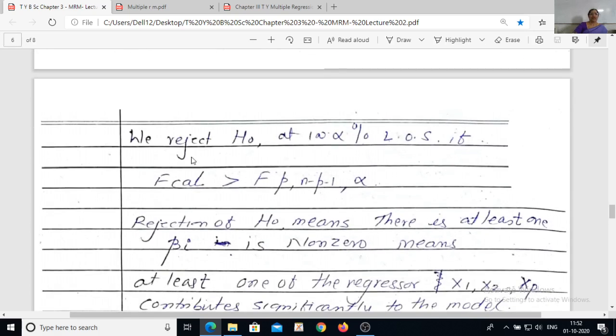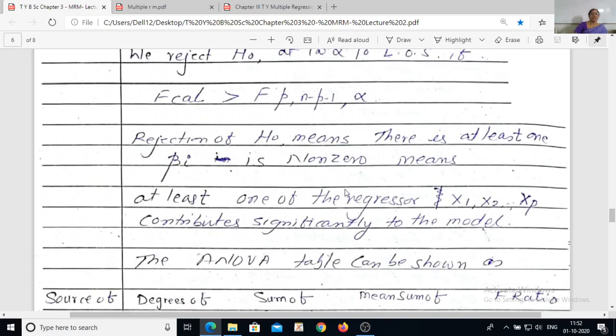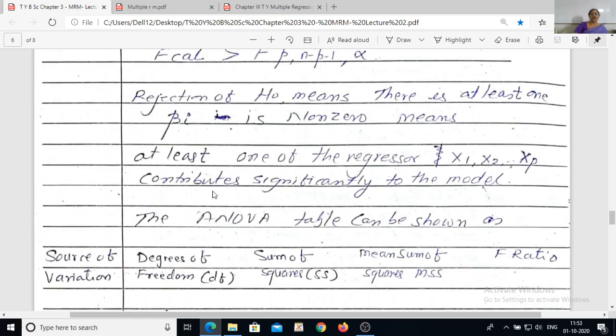So using this fact, we reject the null hypothesis H0 at 100 alpha% level of significance if F calculated is greater than the table value of F at p, n minus p minus 1 degrees of freedom with alpha% level of significance. And what do you mean by rejection of H0? Rejection of H0 means there is at least one beta i which is non-zero, means there is at least one regressor in x1, x2, ..., xp that contributes significantly to the model in estimating the value of y.